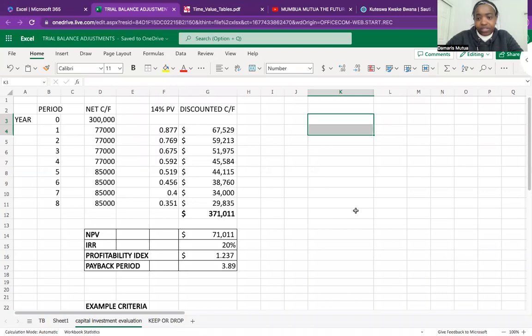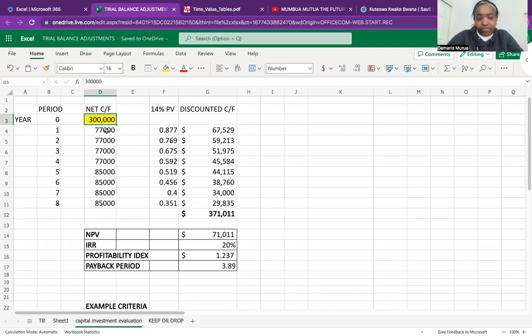So the first method that we're going to be evaluating is NPV, where we have the initial investment. That is the money that the owner puts into the project at period 0. So this is our initial investment. Then we have the net cash inflows generated by the project.